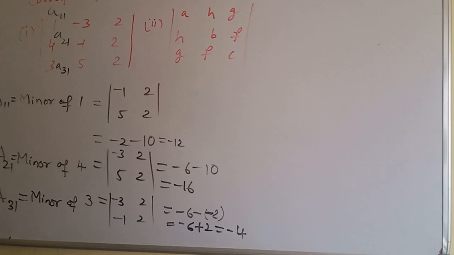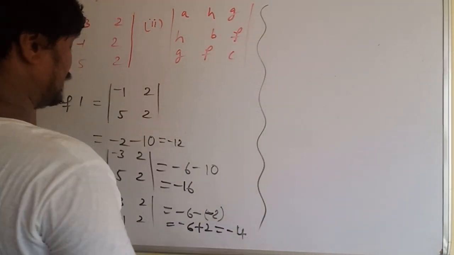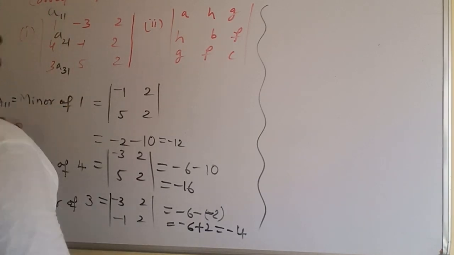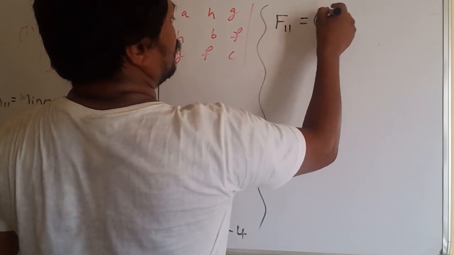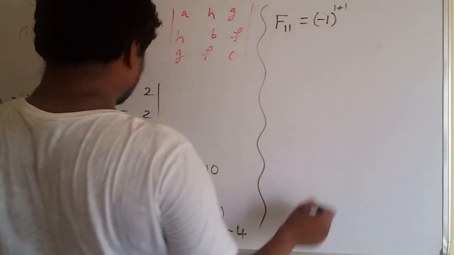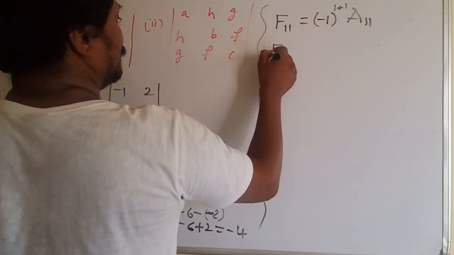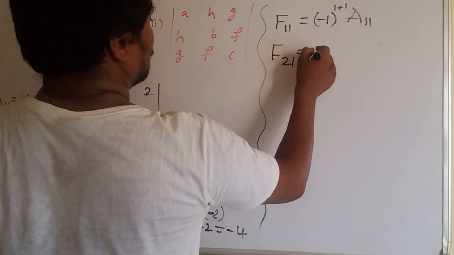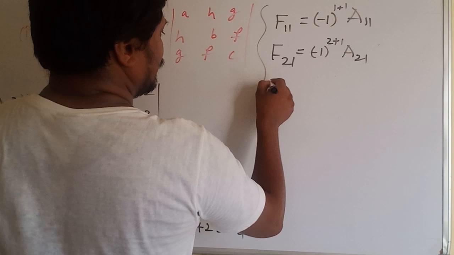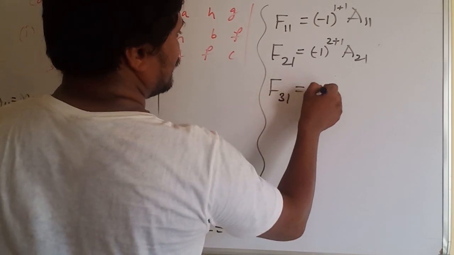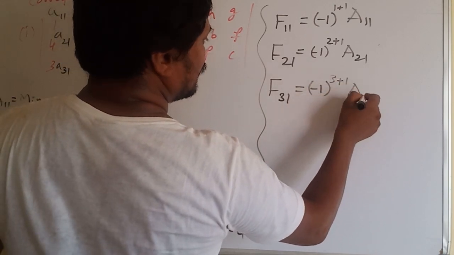Now you have to find cofactors. Cofactors will be represented with F. First, F11: F11 means (-1) to the power of 1 plus 1, times A11. Then F21 is (-1) to the power of 2 plus 1, times A21. Then F31 is (-1) to the power of 3 plus 1, times A31.